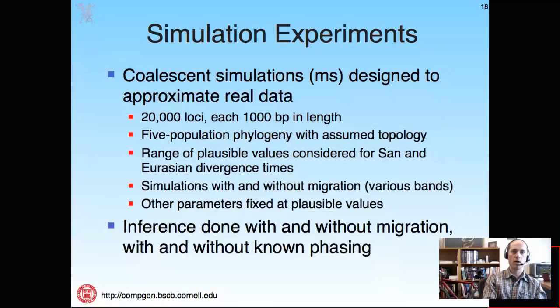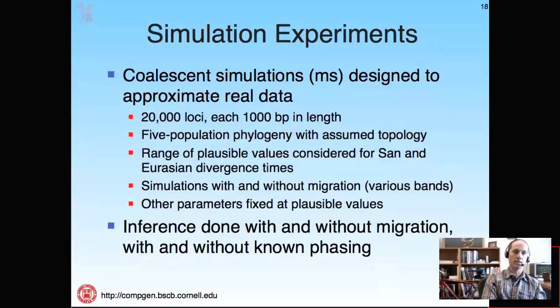Okay, so I think I'm starting to run short on time, so I'll go quickly through our simulation experiments. The basic goal here was to show that aside from issues of making sure the software actually worked and converged and operated properly, didn't have bugs, we needed to show that we had enough information in the data at the timescales of interest to be able to extract our parameters of interest.